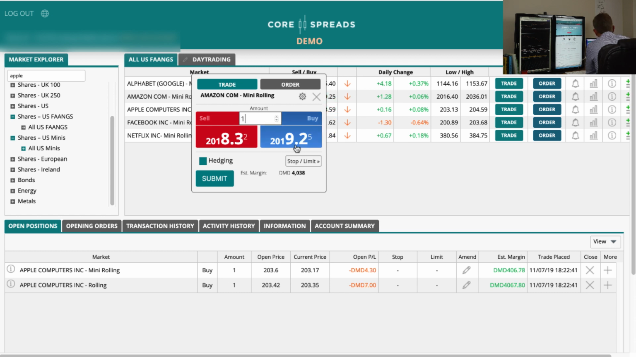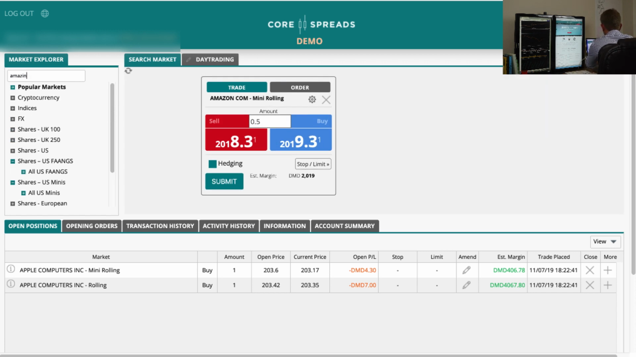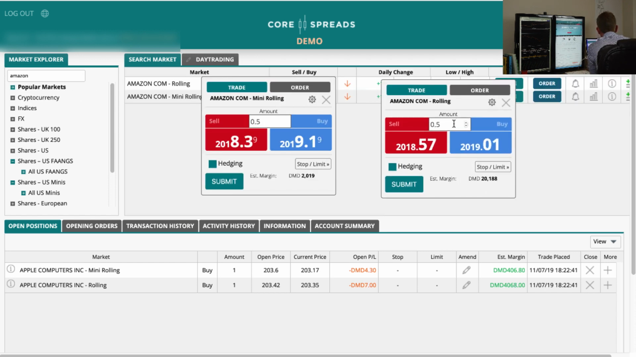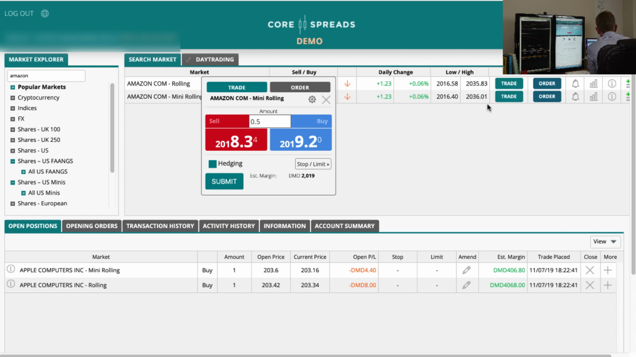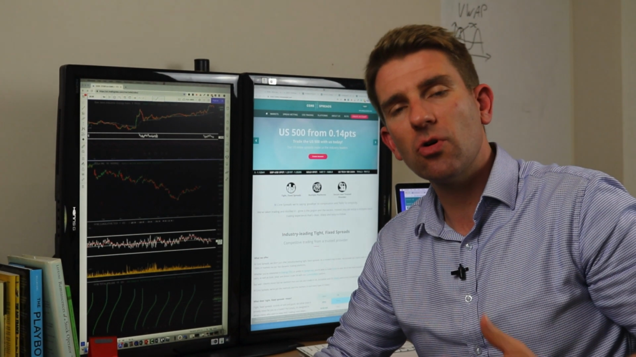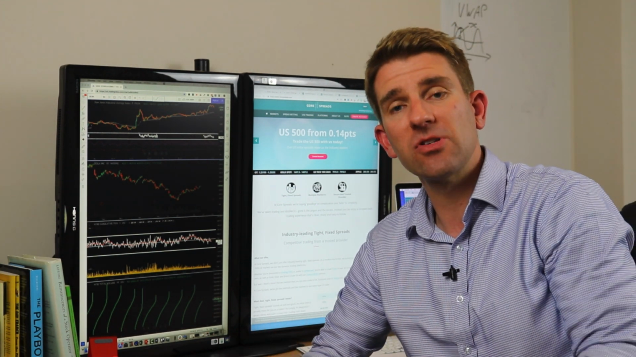It's going to cost you $2,000 on the mini. And if you're trading the big one, like Amazon, obviously it's going to cost you 10 times as much. Let's just see that for ourselves. So yeah, it's going to cost you £20,000 margin, which is a lot. So the mini opens up a lot of opportunities. It allows you to get access to those stocks that you perhaps wouldn't otherwise be able to because of the margin requirements. So go and check them out.